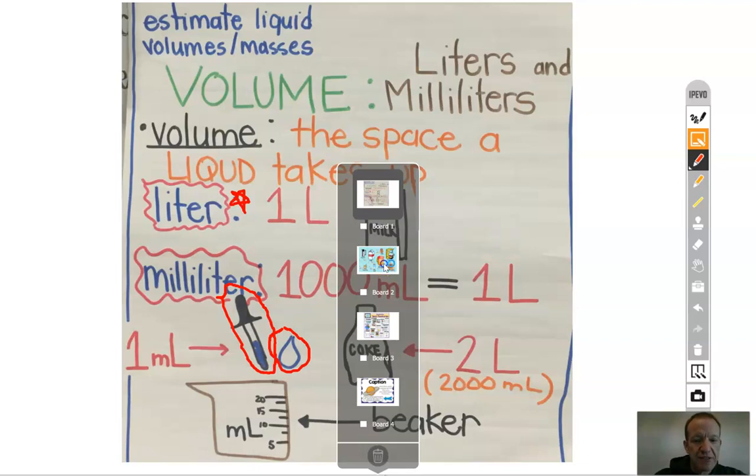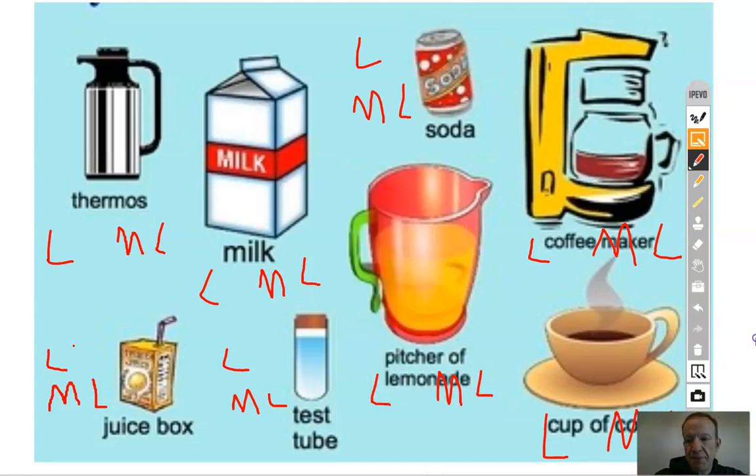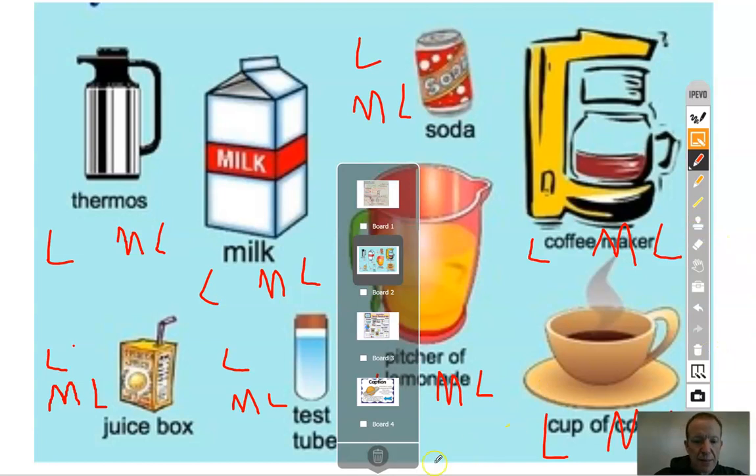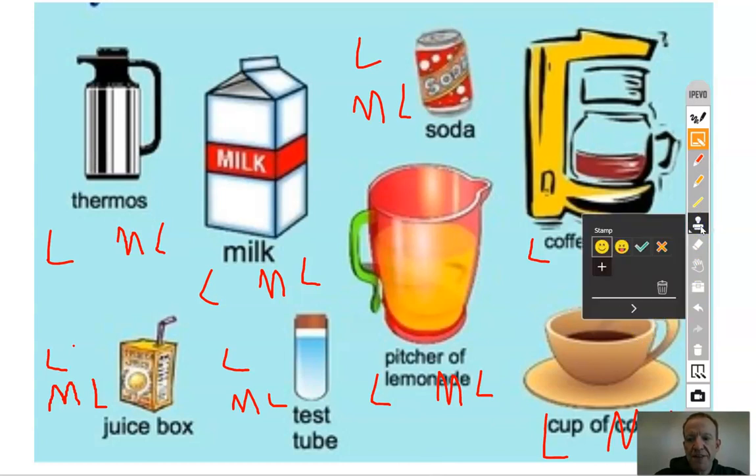And that's all you have to say. Do you think it's going to be liters? Or do you think it's going to be milliliters? Okay? So I have a list of a bunch of different pictures up here. So what I'm going to do is put a little smiley face by the correct answer. When I put a smiley face by the correct answer, that's the one that it should be measured in. So let's go over here to where the smiley face is.